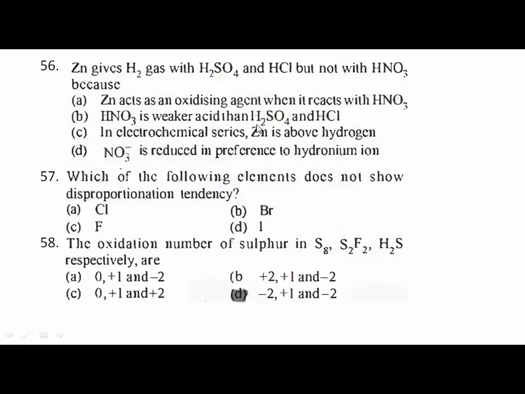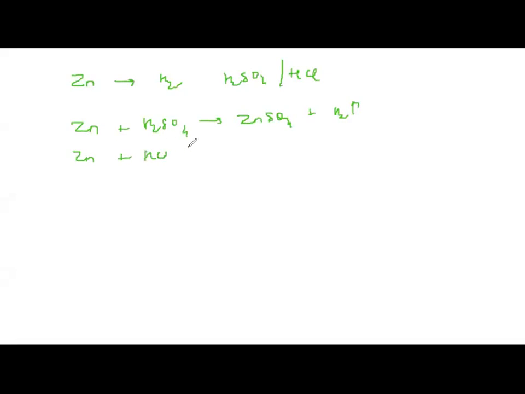Next question. Zinc gives H2 gas with H2SO4 and HCl, but not with HNO3. Why? This is a typical reaction of nitric acid with metals. Zinc gives H2 gas with H2SO4 or HCl, but it does not give it with HNO3. You take zinc plus H2SO4, you will get zinc sulfate plus H2 gas. You take zinc plus HCl, you will get the salt ZnCl2 plus H2 gas.